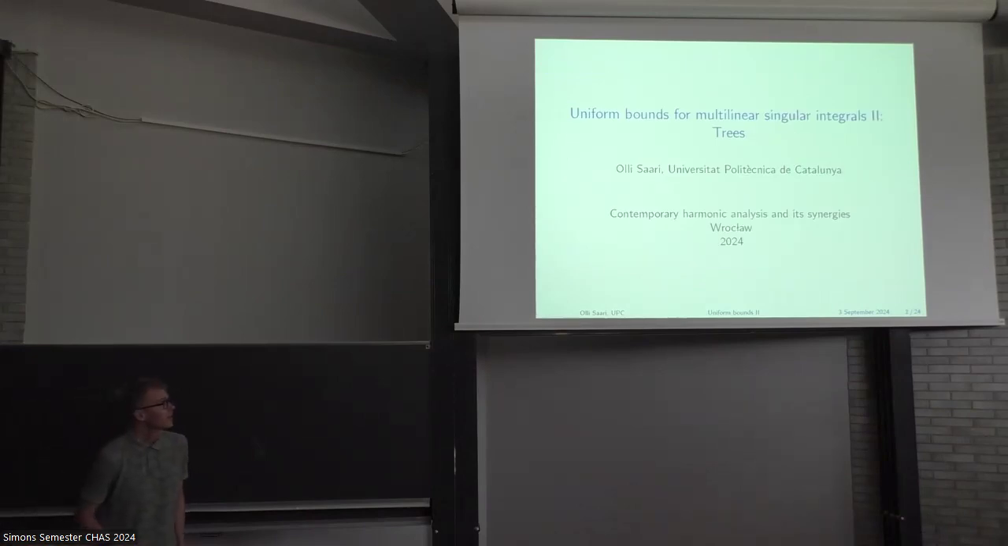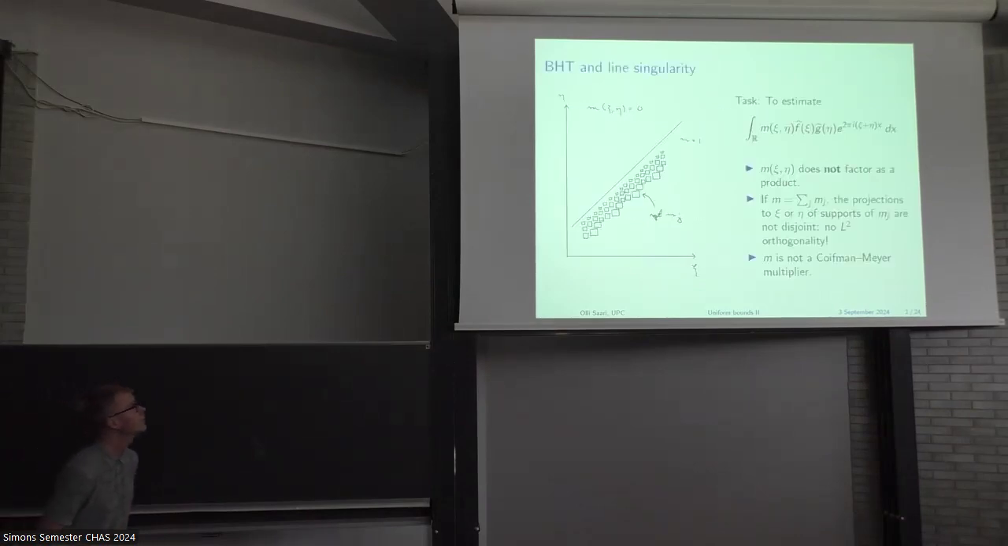Okay, so this is the second lecture on the proof of boundedness of the bilinear Hilbert transform using the tool that applies to a few more general cases. And now the second lecture focuses on the part which is called the tree selection. So let's recall what we did in the first lecture.